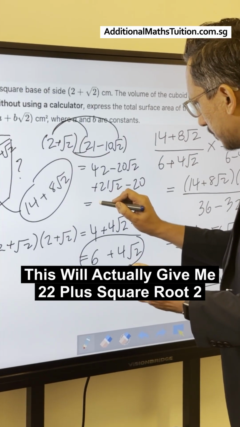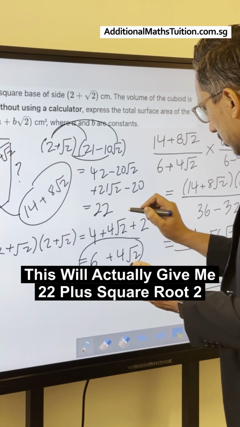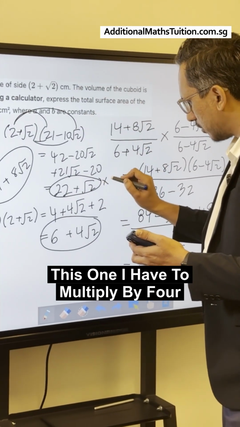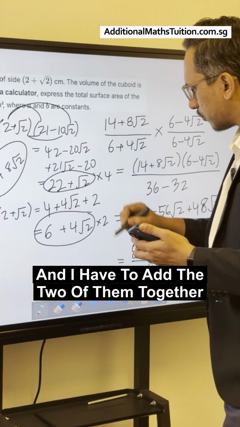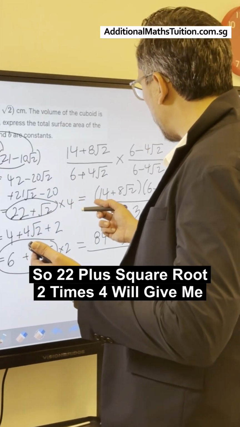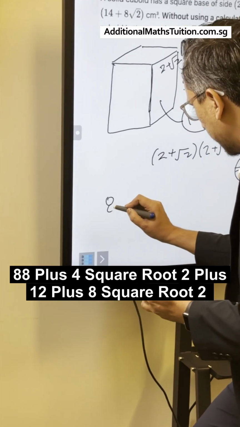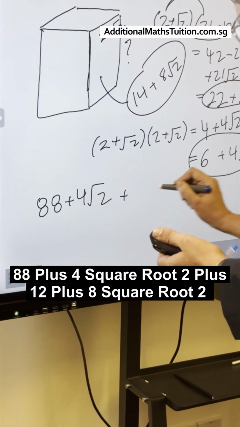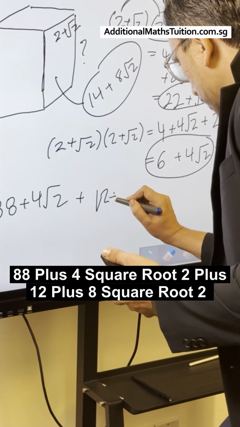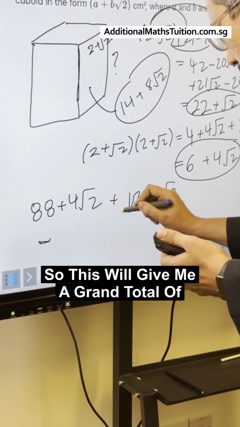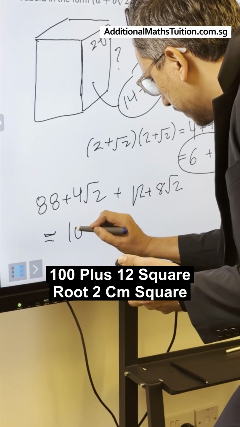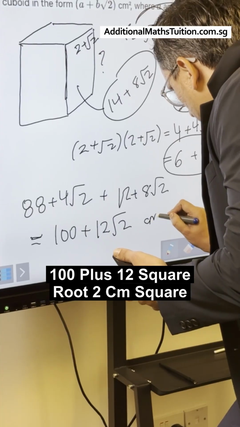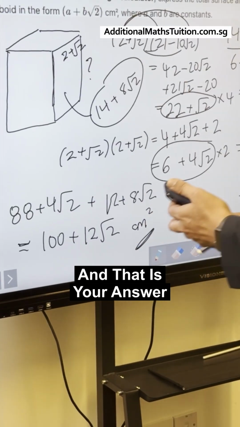So this will actually give me 22 plus square root 2. Actually, this one I have to multiply by 4. And this one I have to multiply by 2, and I have to add the two of them together. So 22 plus square root 2 times 4 will give me 88 plus 4 square root 2 plus 12 plus 8 square root 2. So this will give me a grand total of 100 plus 12 square root 2 cm squared. And that's your answer.